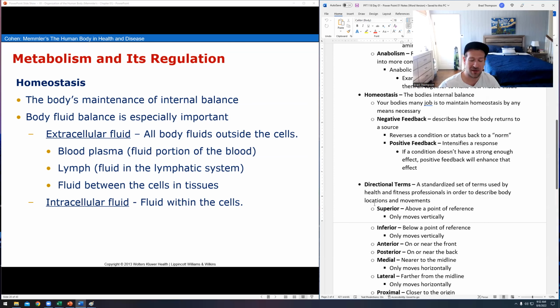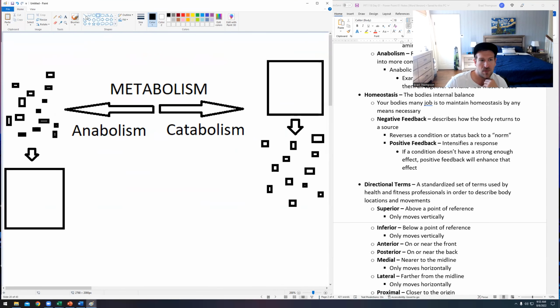So how does it do that? How does it maintain balance? Well, it uses a process called negative feedback. Negative feedback describes any process that gets your body to return to a source. So if we consider metabolism, right? This is the source here in the center. So anytime we anabolically do something, our body's probably going to catabolically try to bring it back to the source. Anytime we catabolically do something, it's going to try to anabolically bring it back to the source, right? It uses negative feedback to do that.